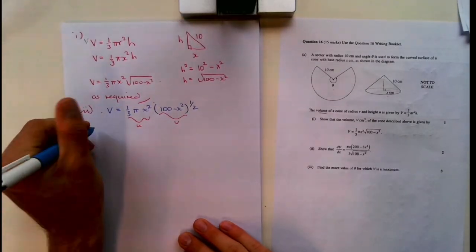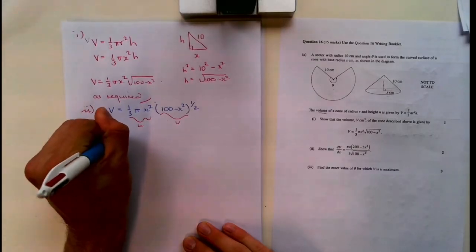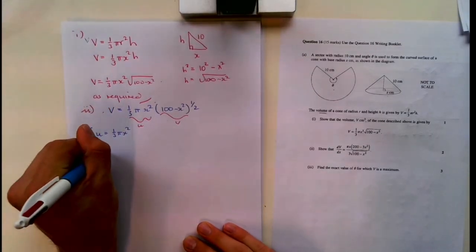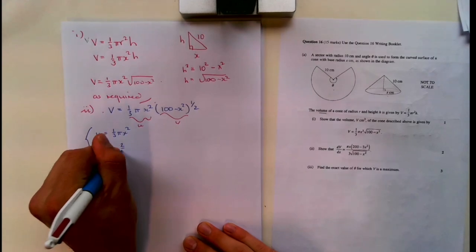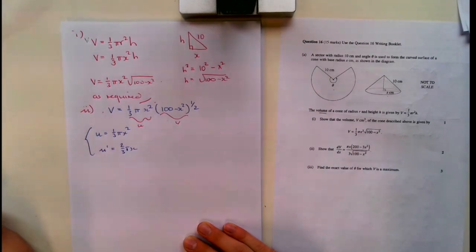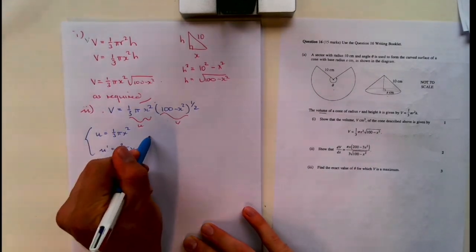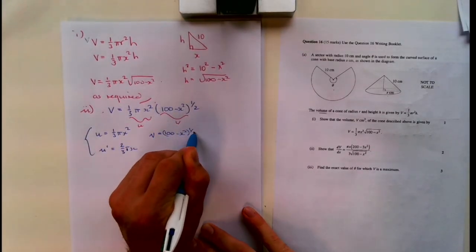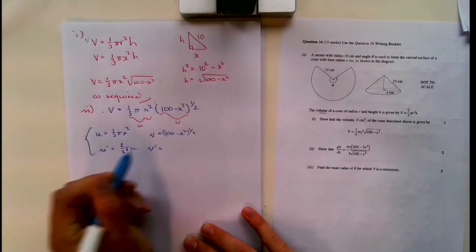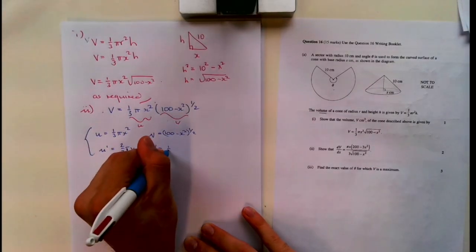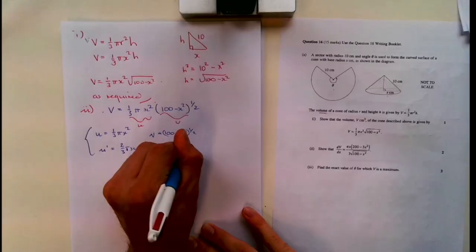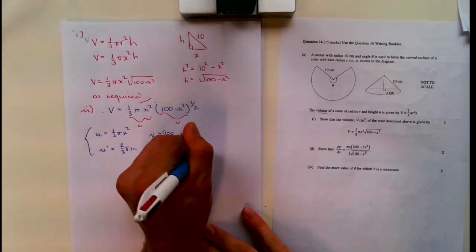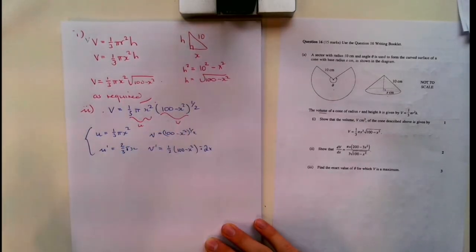I'm going to do a bit of side working here to say that u is a third pi x squared, and u dash is equal to 2/3 pi x. And then we can say v is equal to 100 minus x squared, power of half. And v dash, we're using chain rule to differentiate that, is a half, 100 minus x squared to the power of minus a half, times 2x, minus 2x.